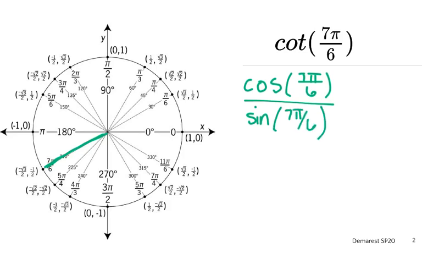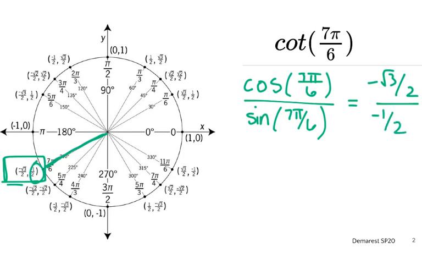Okay? Now everything can be found on the unit circle, right? I'm looking at this ordered pair because that is the ordered pair at the 7 pi over 6 angle. Cosine is my x-coordinate, so negative radical 3 over 2. Sine of 7 pi over 6 would be my y-coordinate, which would be negative 1/2.